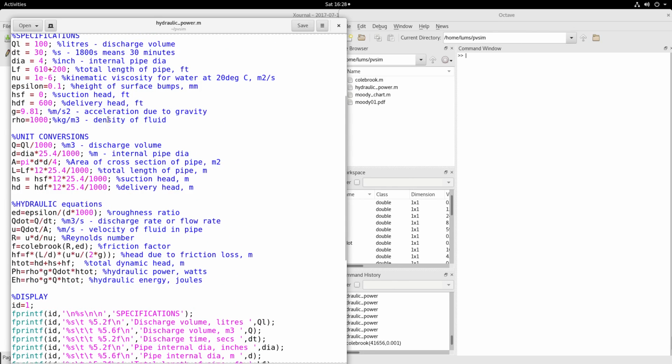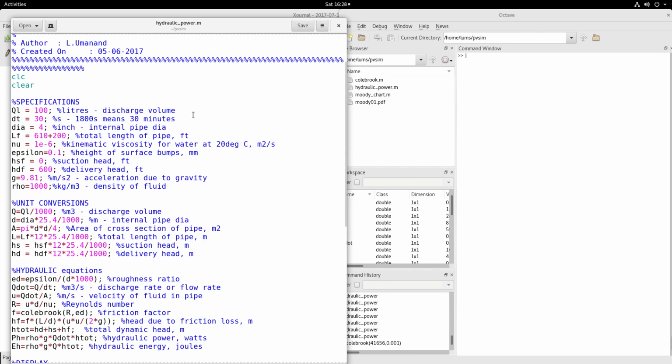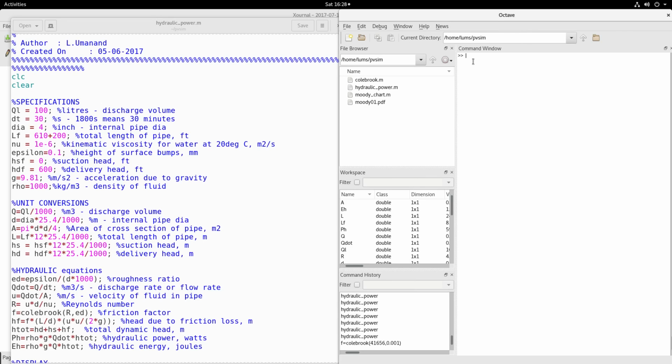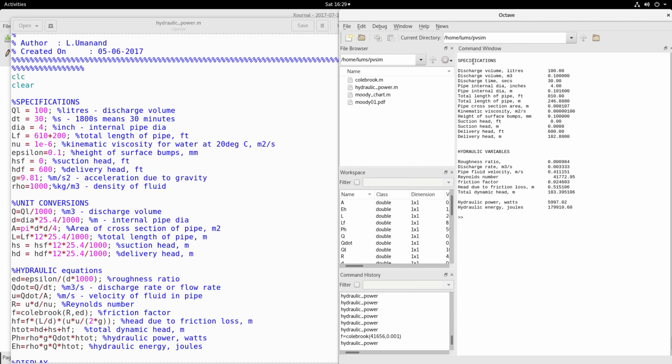So all these things can be obtained. The borewell example that we just now discussed, I have put in those values here, and all I have to do is type hydraulic power. I will run that. You will get the output. You see that we had calculated something around 6000 watts hydraulic power requirement, and that's what you have got. You have the various parameters being displayed here.